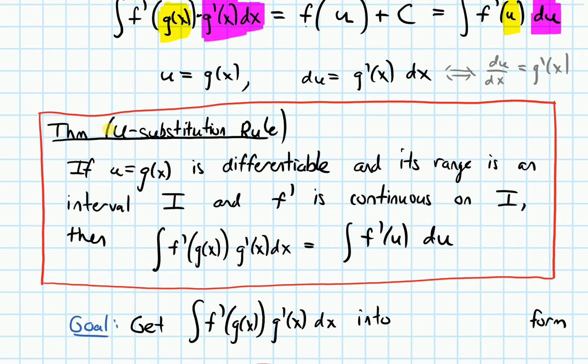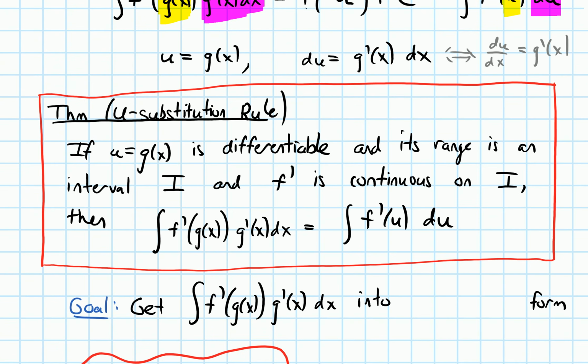So our goal when we do U-substitution questions is going to be to convert an integral that looks like this into the form where I have the integral of f prime of u du. Get it purely in terms of the variable u, because this integral will be easier to integrate. This will be easier to take the antiderivative of.